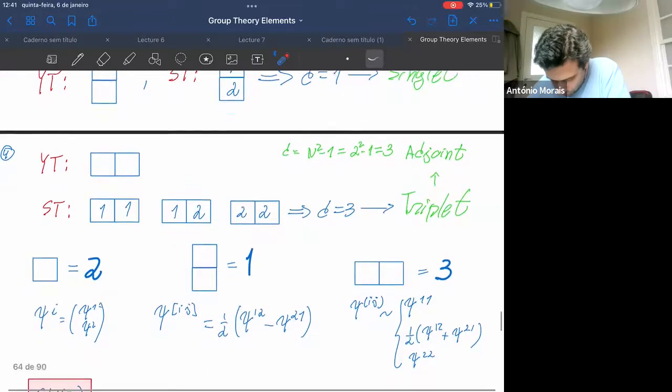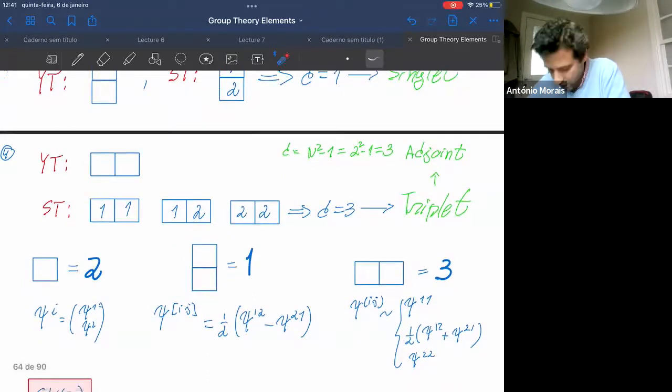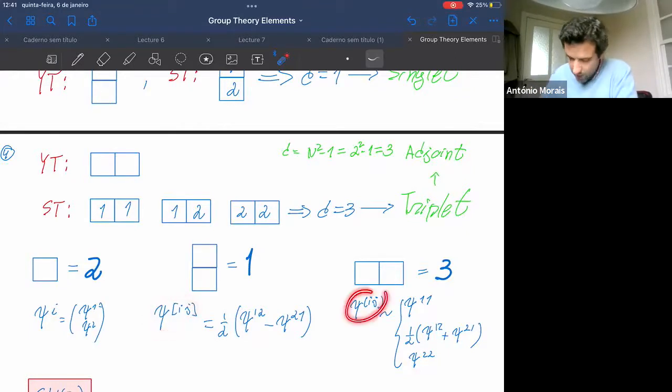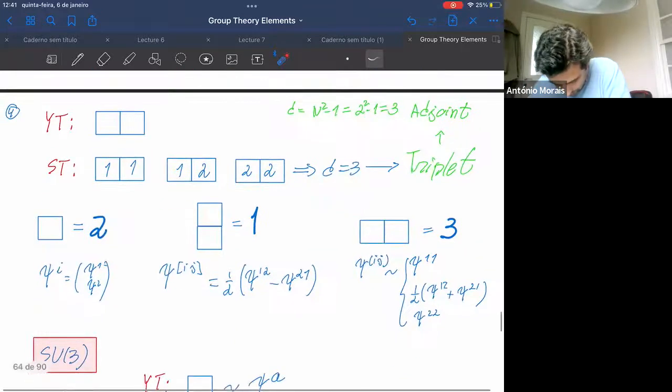I am doing this for you to understand the box structure and what's going on here, and in this index structure, because this is still easy to do for SU2, but of course becomes increasingly cumbersome if you start to write these states in terms of SUN, larger representations.